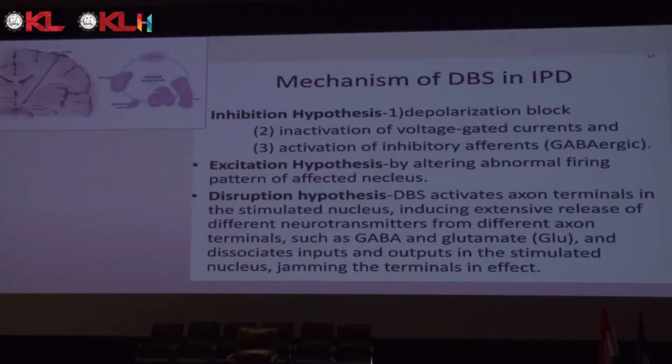So what is the mechanism? Some people say the depolarization inhibition hypothesis, some people say the excitation hypothesis, and the disruption hypothesis. It means it stimulates all the neural nerve endings. It results in the release of glutamate, GABA, and acetylcholine at different locations. So the end result is that a jamming effect happens at the target area.